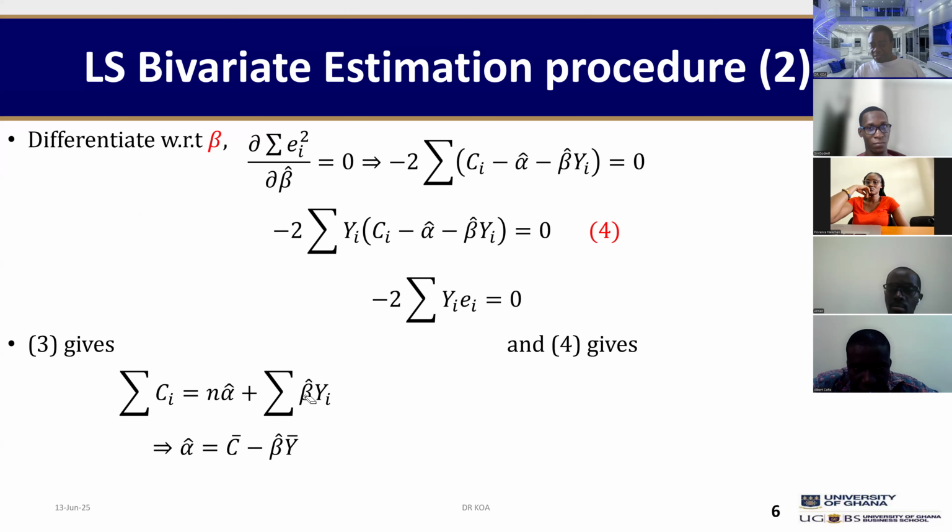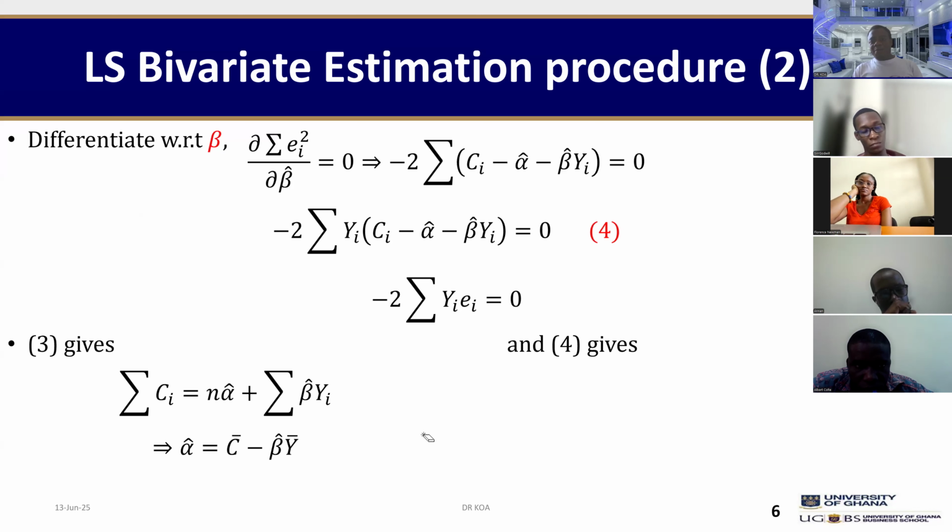At this stage, you can make alpha cap the subject by dividing all of them by n. And so you're going to have sigma ci divided by n, sigma beta cap y divided by n. And now your alpha is going to be left with this whole thing divided by n, which is the mean, and this whole thing divided by n is also the mean. And so alpha cap will be C cap minus beta cap times y cap. I will ask you a question on this in the assignment. So if you don't understand this, let me know.